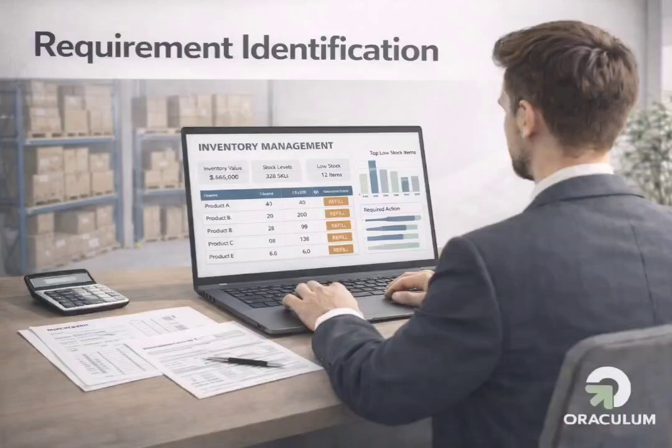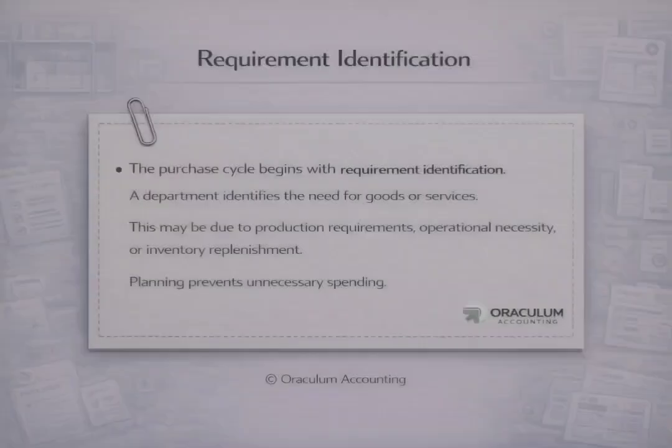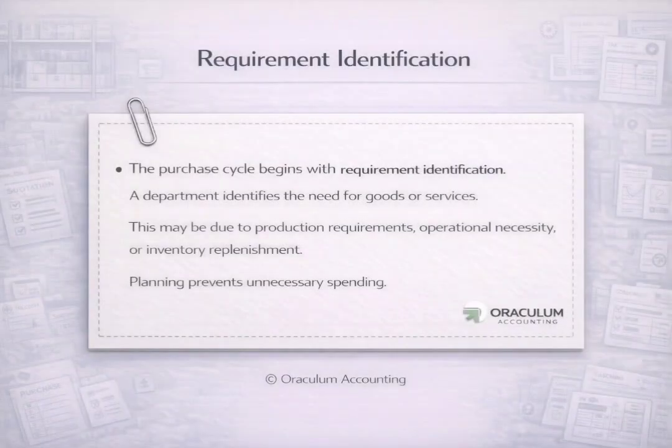Now, let us move to the purchase transaction journey. The purchase cycle begins with requirement identification. A department recognizes the need for goods or services. This may arise from operational necessity, production demand, or inventory replenishment. Planning ensures spending is controlled and justified.